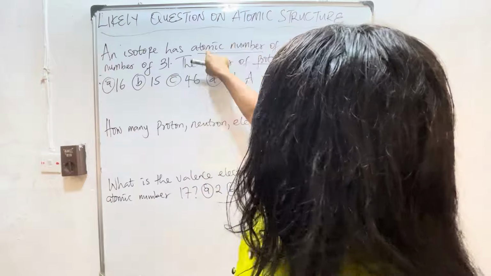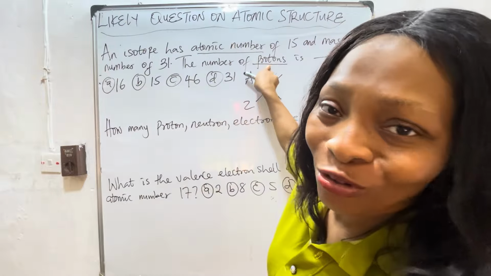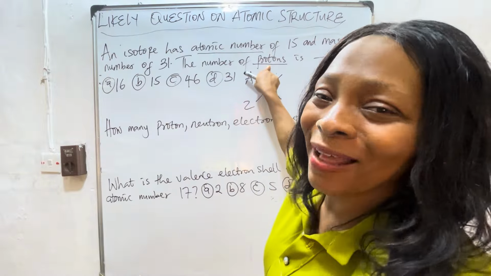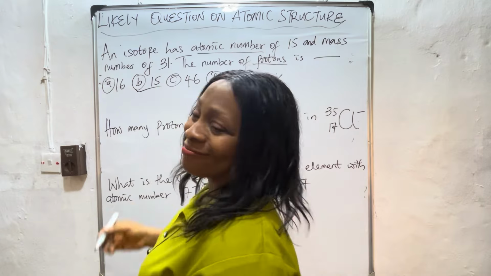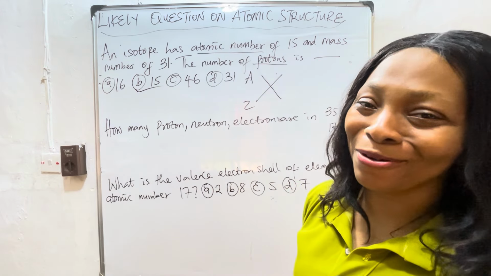So having said atomic number is the same thing as number of what? Proton. You don't need to solve any mass. Simply write the answer, which is what? 15. Simple. Isn't that simple?